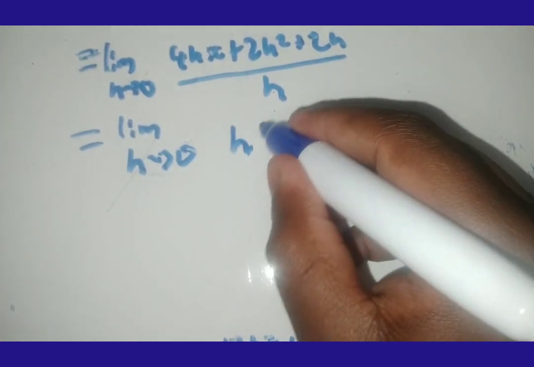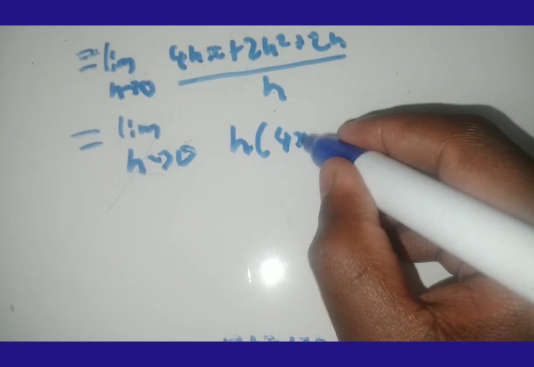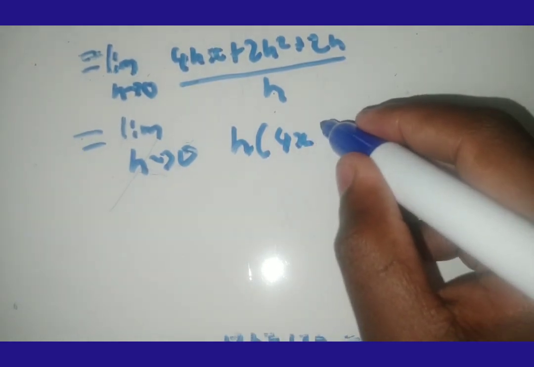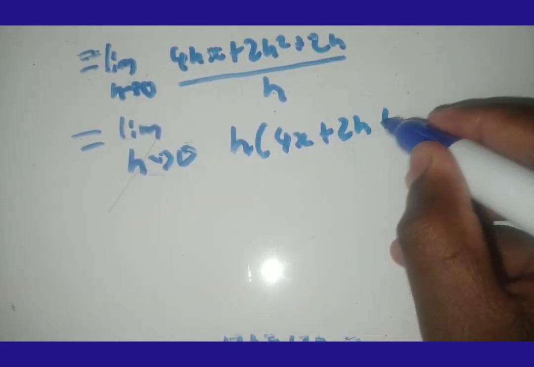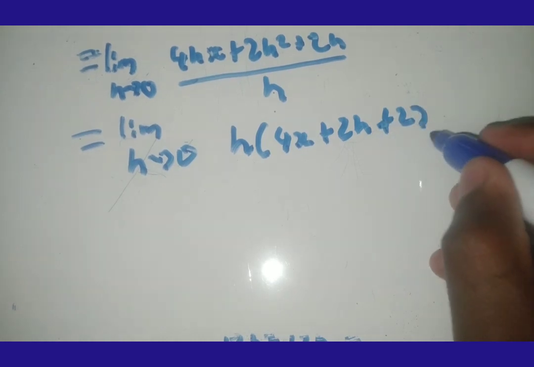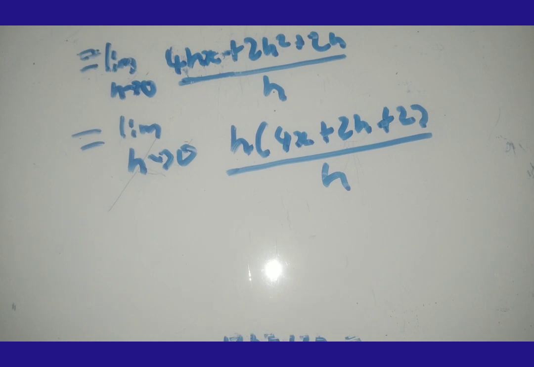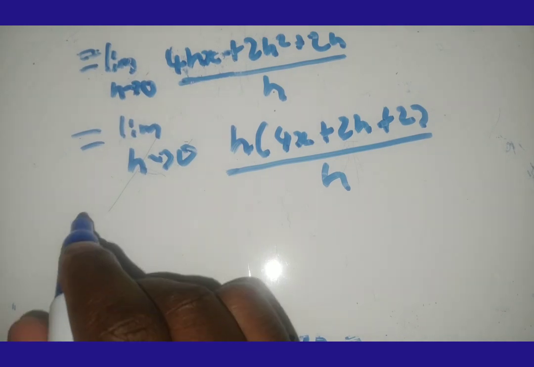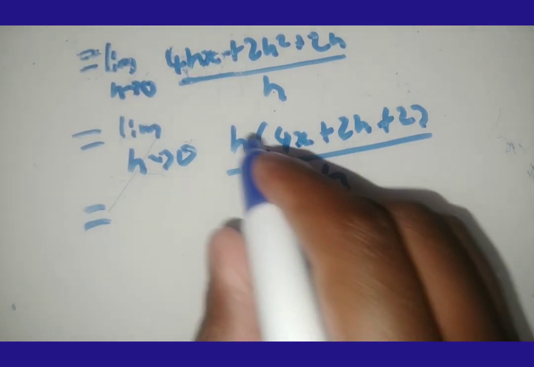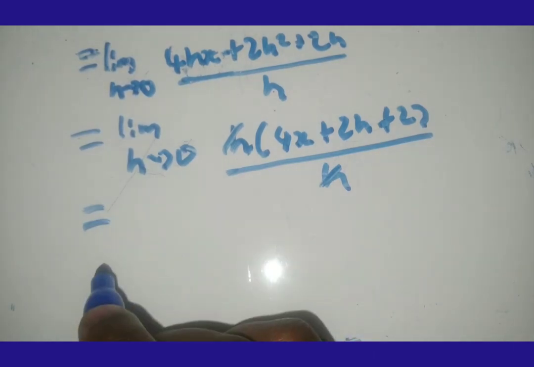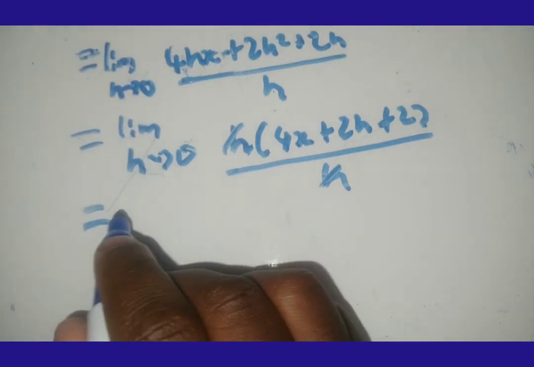So it's going to be h, then 4x in the bracket, then plus 2h, then plus 2. That's what is going to remain in the bracket, all over h. So far that's what we have. And then from there, we can cancel this. So then we can say limit as h tends towards 0.